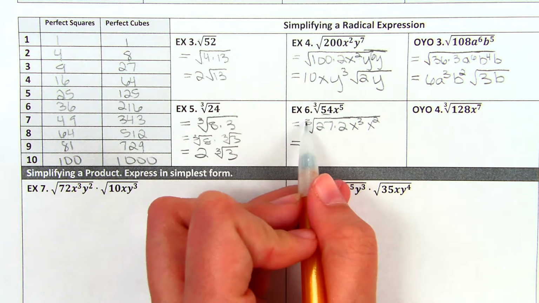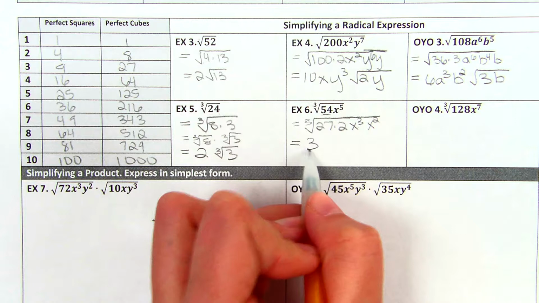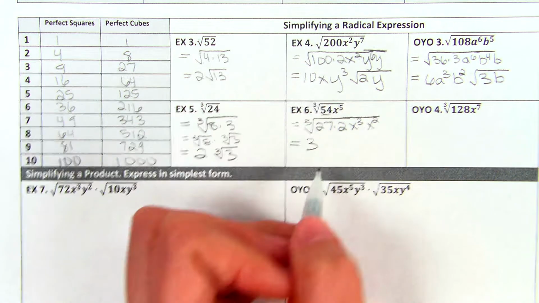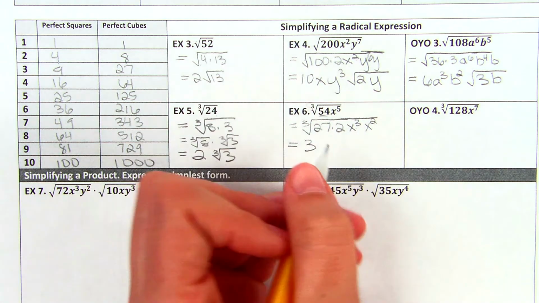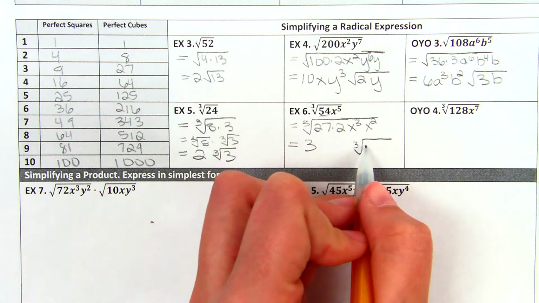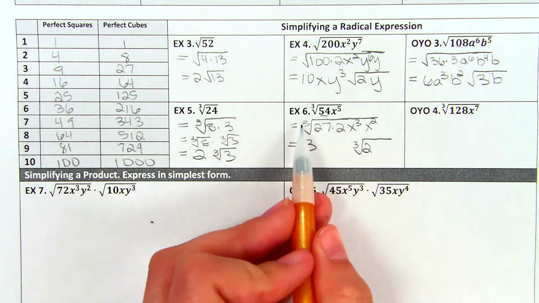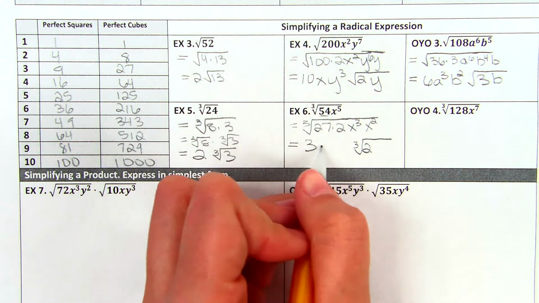Now we want to take the cube root of 27. The cube root of 27 is 3, because 3 cubed was 27, so we're going backwards there. Okay, now we leave 2 inside that radical. The cube root of 2, so that's not a perfect cube. The cube root of x cubed is x.